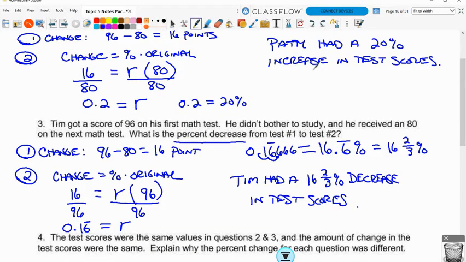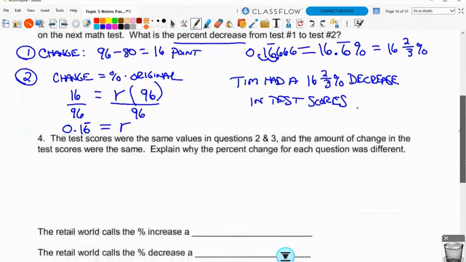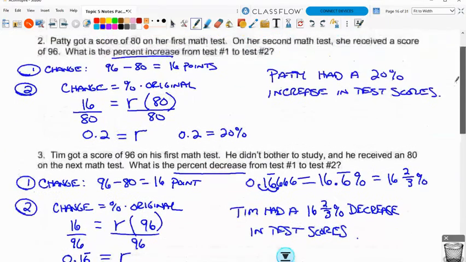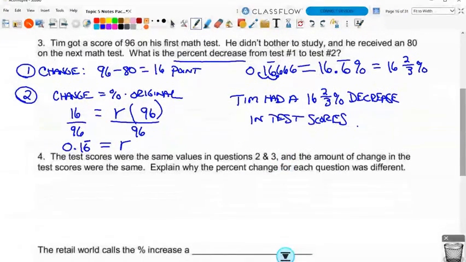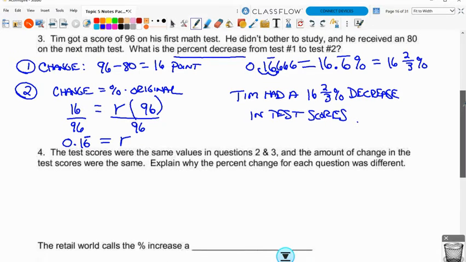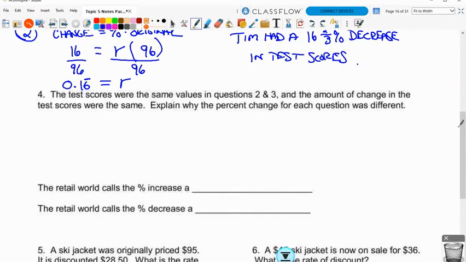Patty had a 20% increase. Tim had a 16 2/3% decrease. If the test scores were the same and the amounts of change were the same, why did these percents come out to be different? Well, the reason why they're different is because the percent change is based off of the original score. Patty's original score was an 80, while Tim's original score was a 96. Because the original scores were different, that means the percent changes are going to be different, okay?